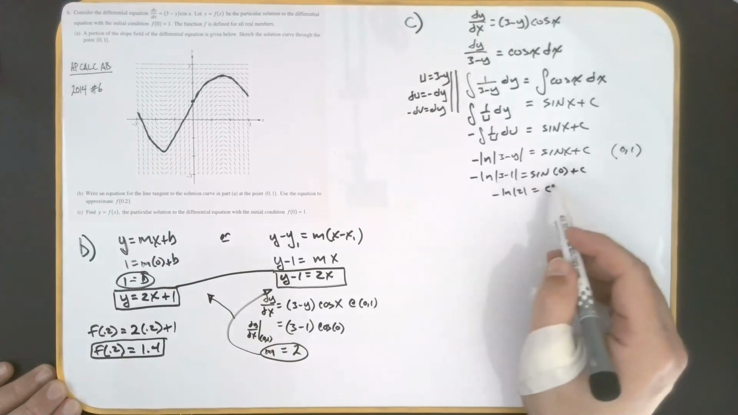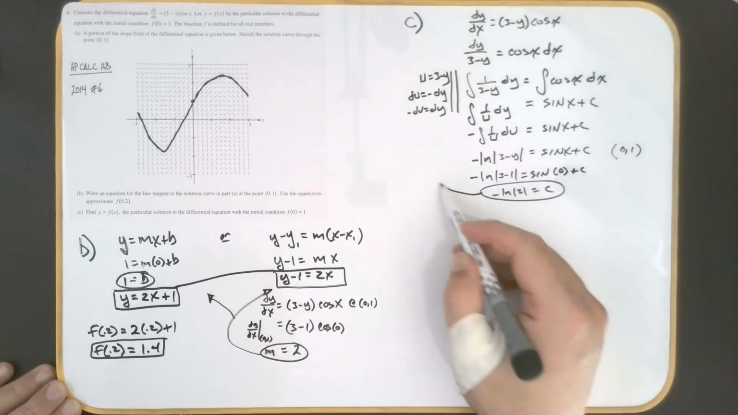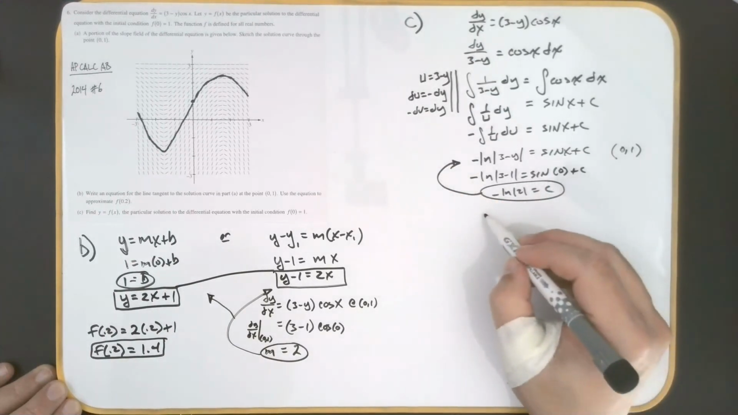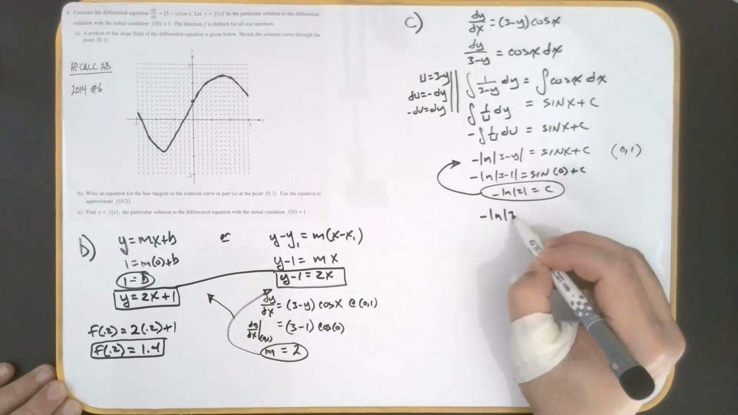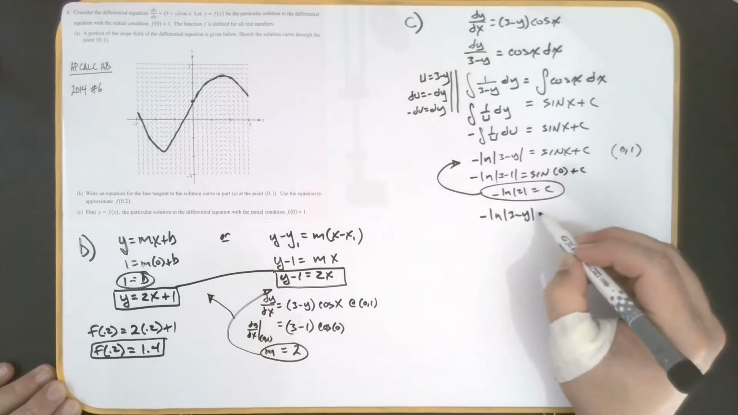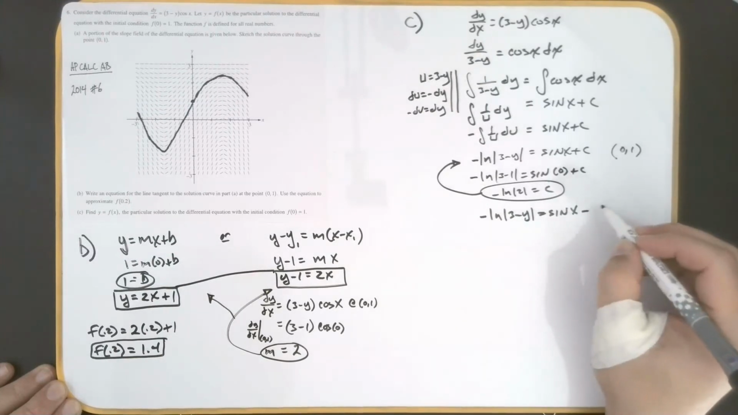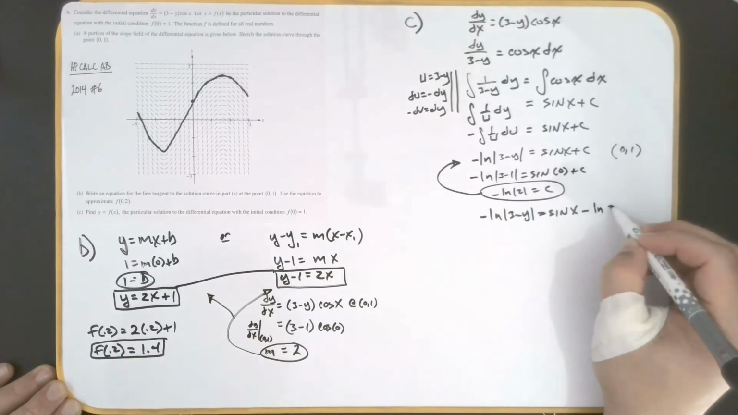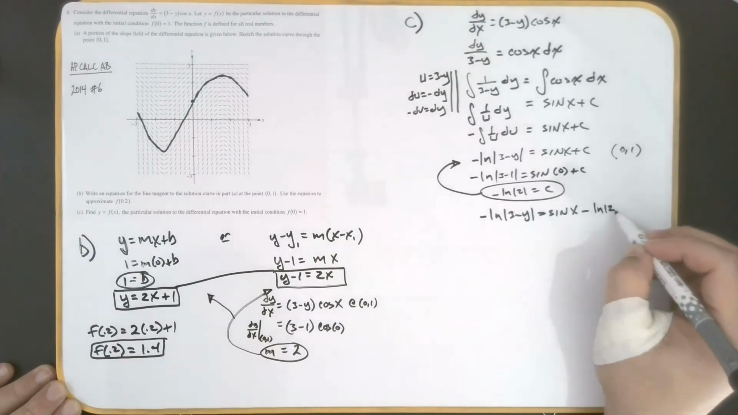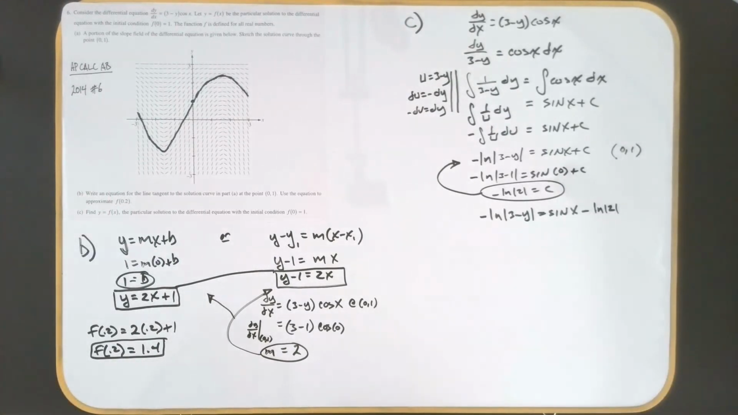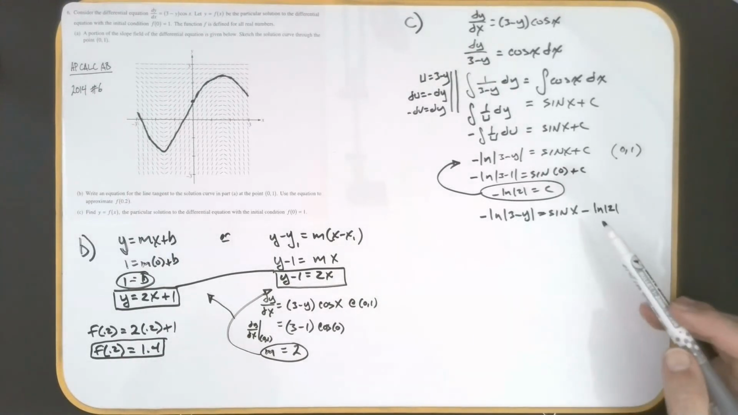Okay, so I'm going to take this value here, and go back up to this step and rewrite that. So I get negative the natural log of 3 minus y is equal to the sine of x minus the natural log of 2. Okay, and 2, absolute value 2, is fine. Now it's here that I want to give you a little trick.